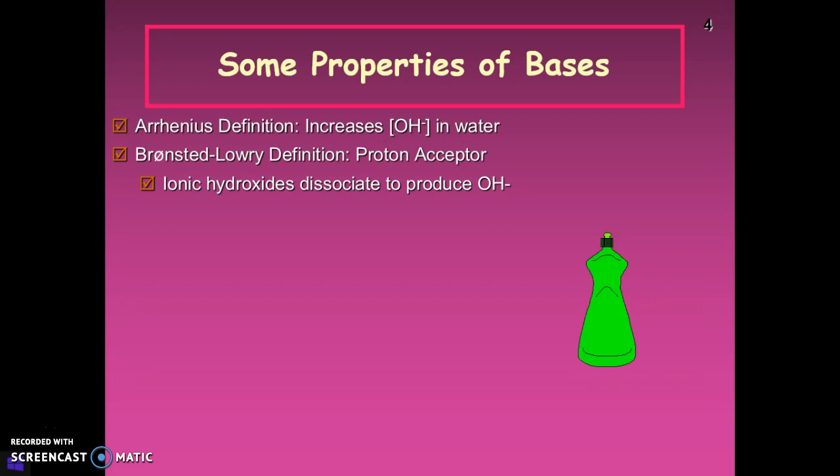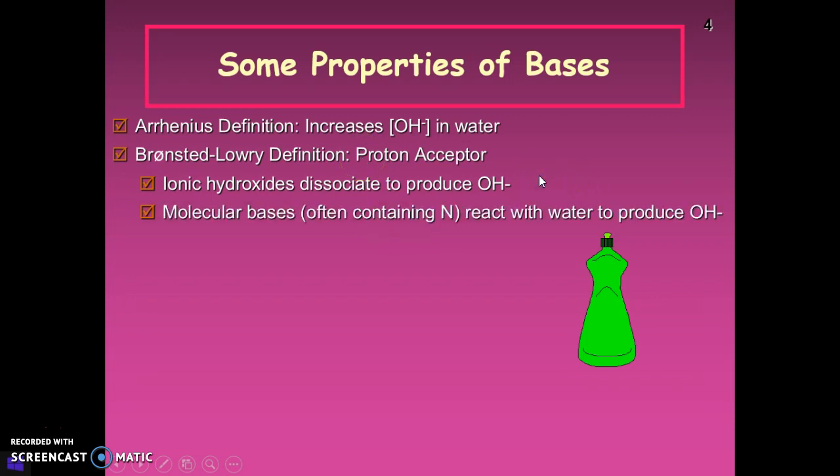Ionic hydroxides will dissociate to produce OH- ions. So there's the Arrhenius definition, but there's also the Bronsted-Lowry definition. Molecular bases, which oftentimes contain nitrogen, are going to react with water to produce OH- ions. So the proton acceptor is kind of a modified version of the molecule that you see as a result of the molecule reacting with water.